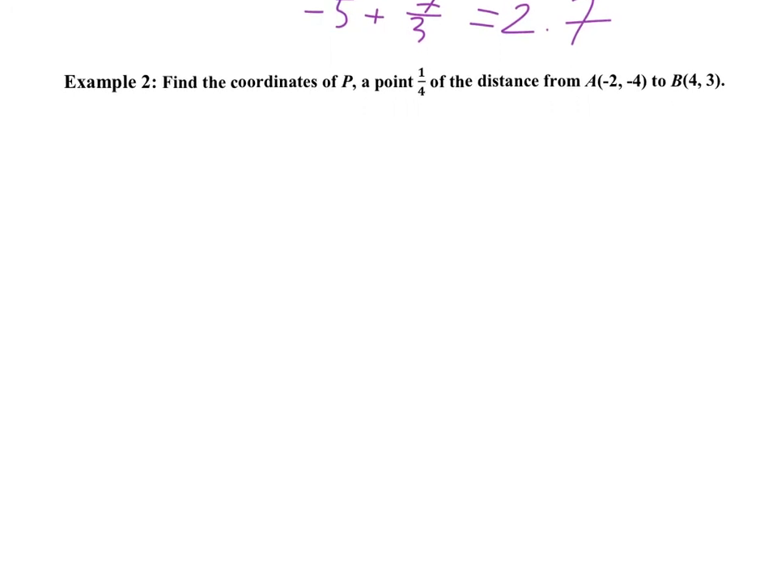We want to find the coordinates of P, a point 1/4 the distance from A to B, with our A value being -2, -4, and our B value being 4, 3. Now folks, real quick, when we do two-dimensional things, we do need to make a pre-check. What I mean by the pre-check: sketch the 2 points that you have. So -2, -4 down there, and then 4, 3, about there.